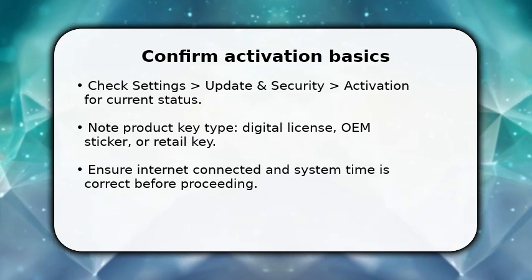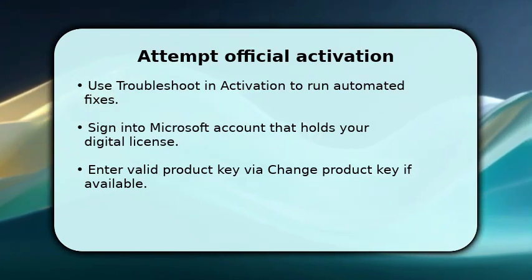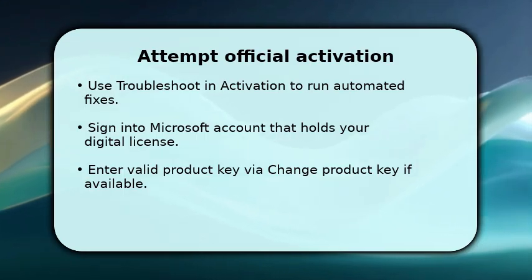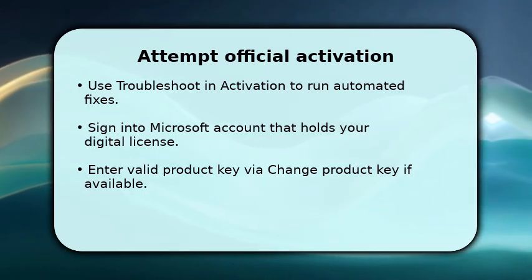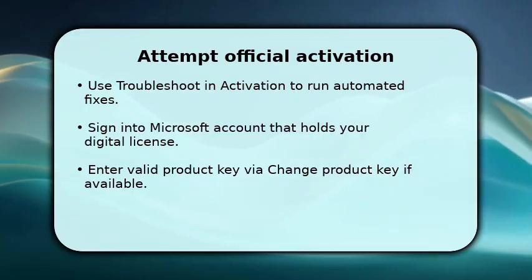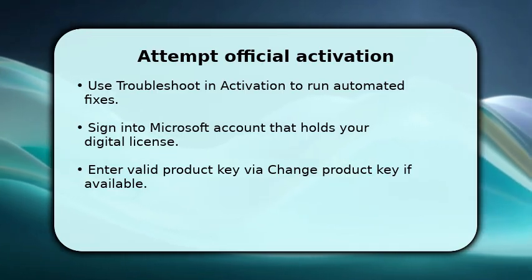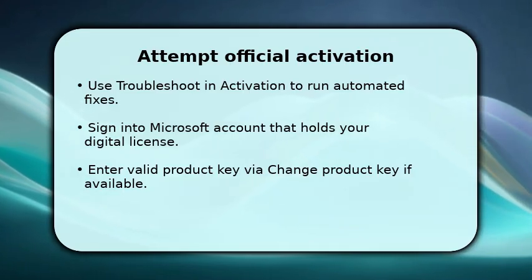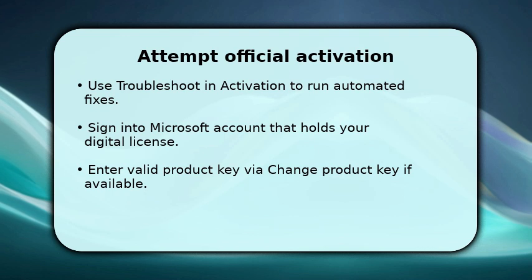You now take the official activation steps. Start with the built-in activation troubleshooter. It can repair common registration issues automatically. If you have a digital license, sign into the same Microsoft account on this PC so the license can be applied. Once signed in, choose Activate. If you physically possess a retail key, select Change Product Key and type it carefully. Copying prevents typos. If activation succeeds, make sure to update Windows to capture the final license state and remove warnings.